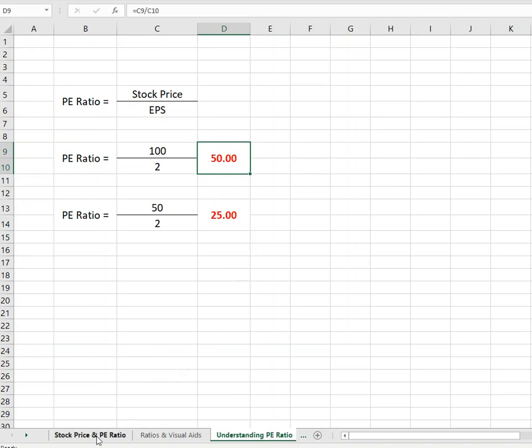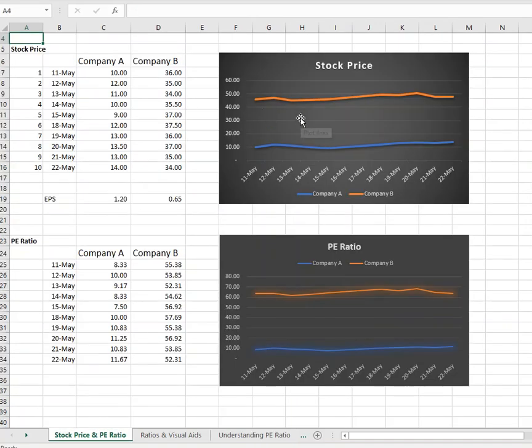Let me go back to stock price and PE ratio. I created this earlier in terms of our visual aids for the group project. I want you to be careful with this, because what I see too often is students that quickly throw together these charts and they say, oh, well, company B is in orange and they're higher on the stock price, which means they're better, and they're higher on the PE ratio, and that means they're better. Please do not rush your analysis like that. A higher stock price and a higher PE ratio by no means is better.